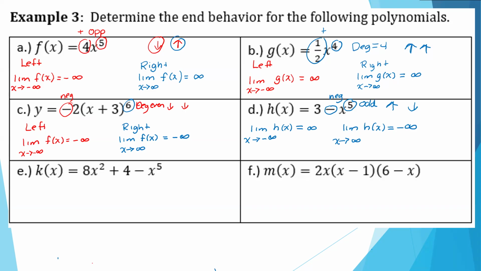Are we all done with B, C, D? Those are up there. Those should be pretty easy, I think. E and D are actually the same, right? They're both negative x to the fifth.